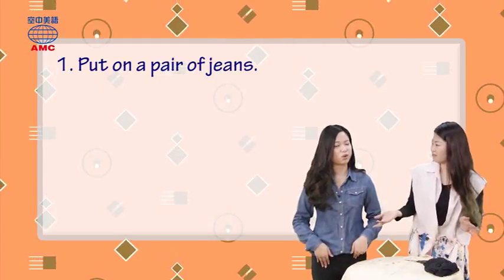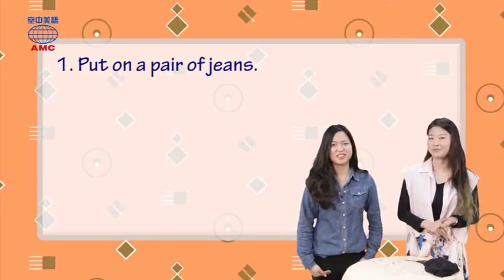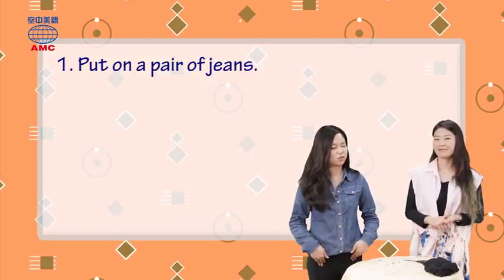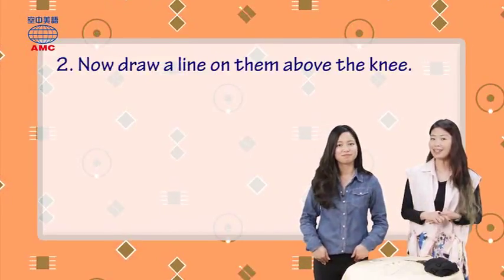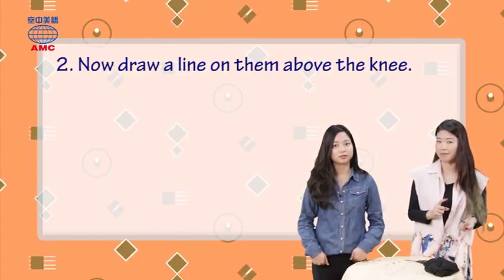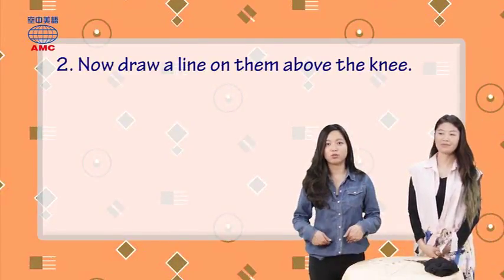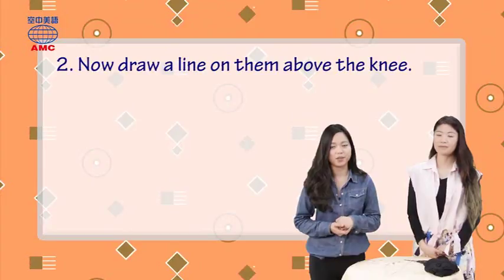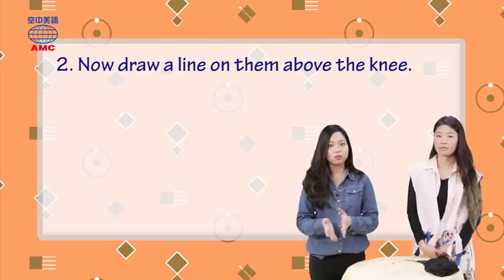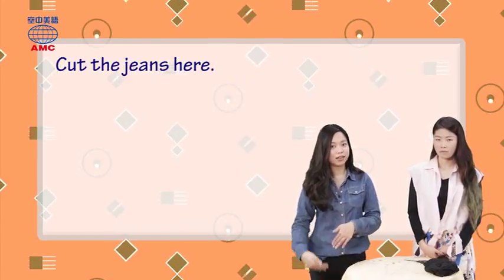That's quite easy, right? But how do you make clothes if I'm wearing them? You'll find out. The first step is to put on a pair of jeans. Okay, what's next? Now, draw a line on them above the knee. So draw a line on the jeans above the knee. The knee is your kneecap, so you need to know where you want to cut them.